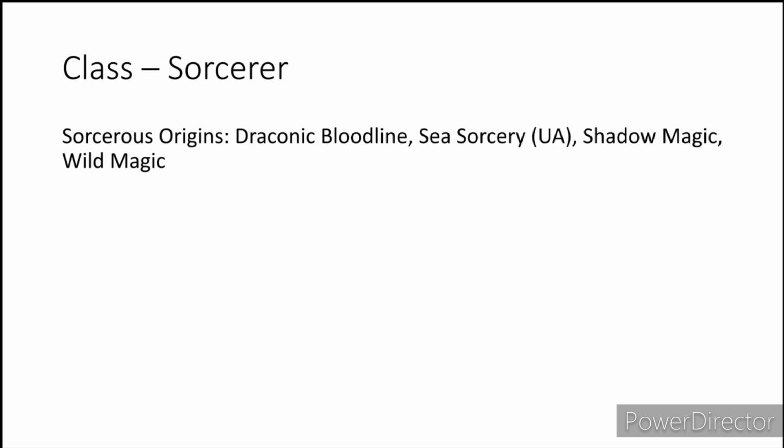Moving on to Sorcerer, we have the different Sorcerous origins, and a weird one is going to be the Sea Sorcery from Unearthed Arcana, but I felt it was an interesting choice to mention since there are some snakes in real life that do swim in the saltwater oceans. So it was an interesting choice, and there was a Naga called the Naga Drowner. So I thought Sea Sorcery was at least an honorable mention here.